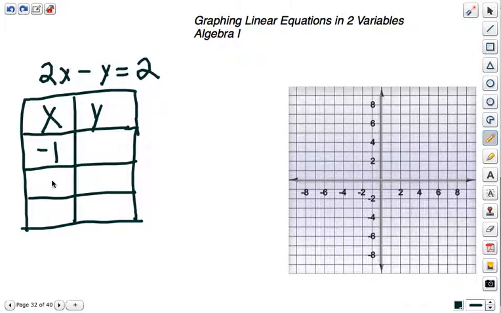So we'll pick -1, 0, and 1. Typically, picking the smaller numbers makes it a little bit easier. However, you could pick any three numbers you wanted. But just remember that if you make them too large, it may mean that your coordinates are off of the graph.